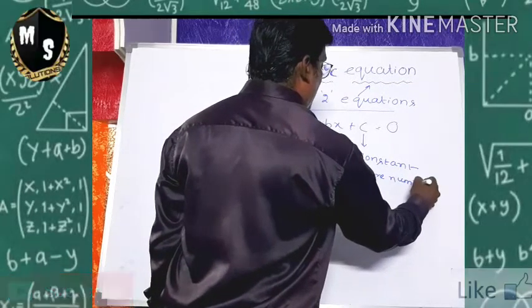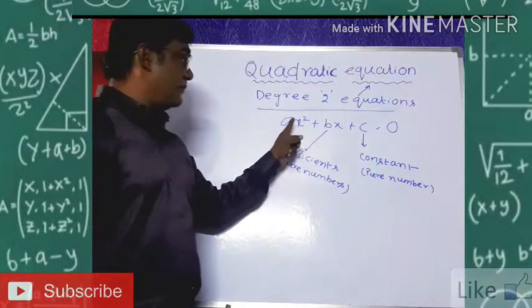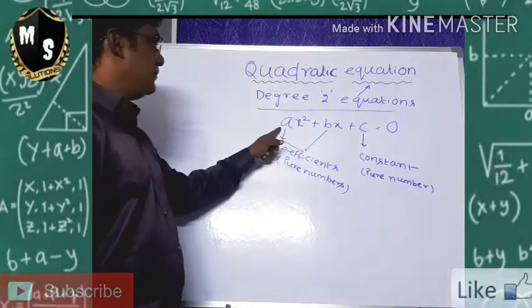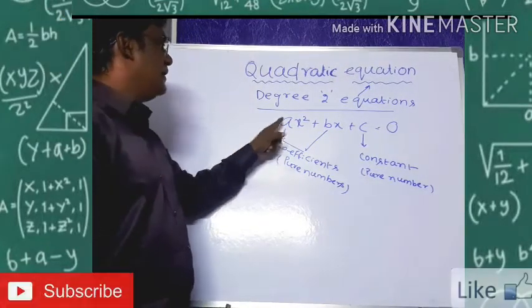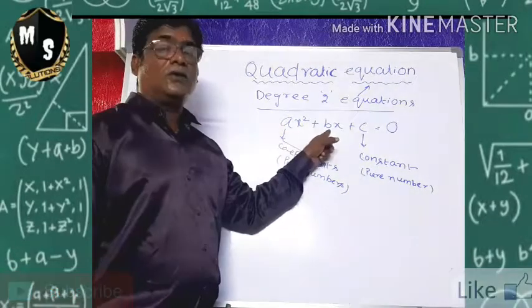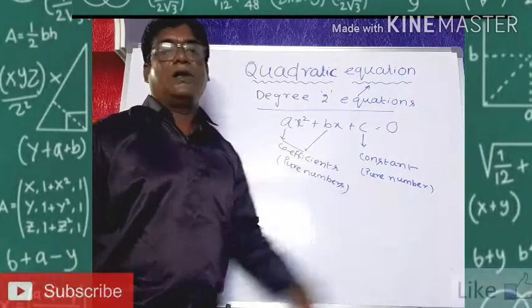Where A and B are called the coefficients. Coefficient means it is the multiple of the variable. What is the variable? x. The multiple of x is A. For that reason, A is called the coefficient of x^2, and B is called the coefficient of x. And C is called a constant or pure number.